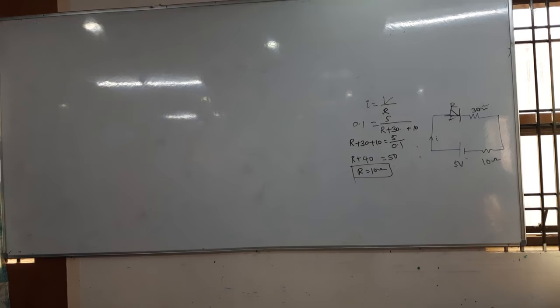Finished? Before that, 37 is the answer. You got that? That is the wrong answer. 10 is the correct answer. Clear? That is about that problem. Nothing but the diode can have resistance also. They will ask problems like this also.